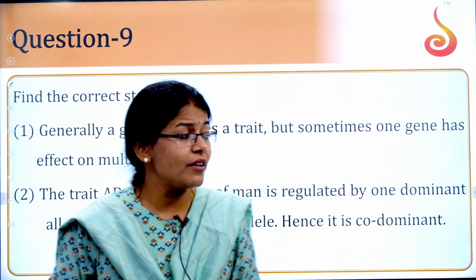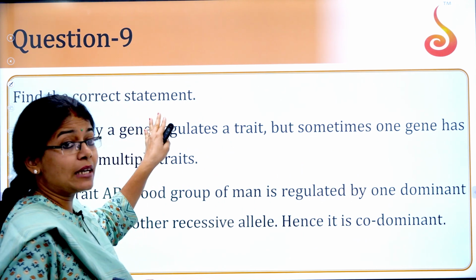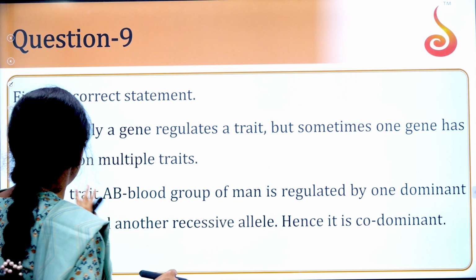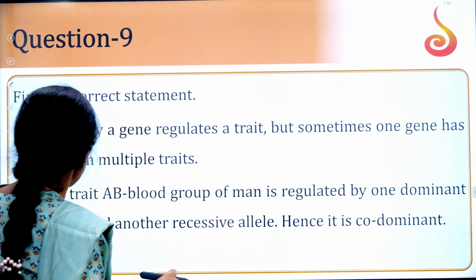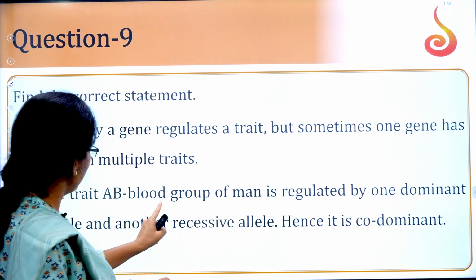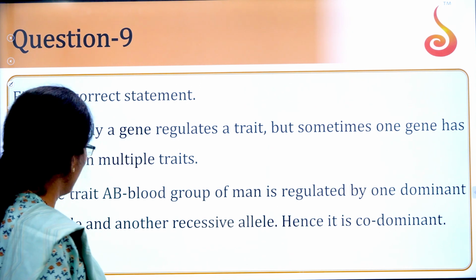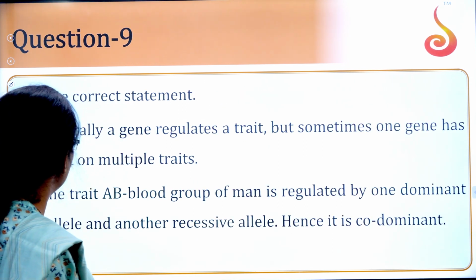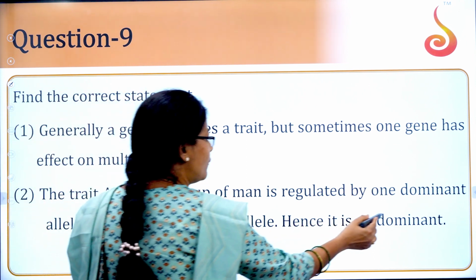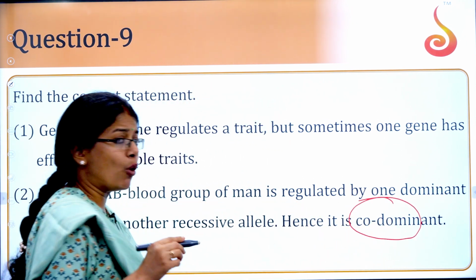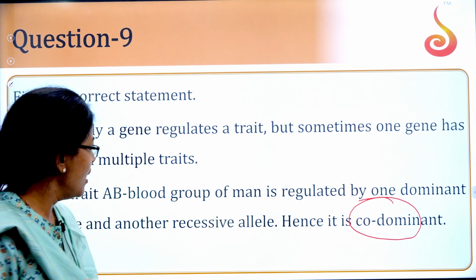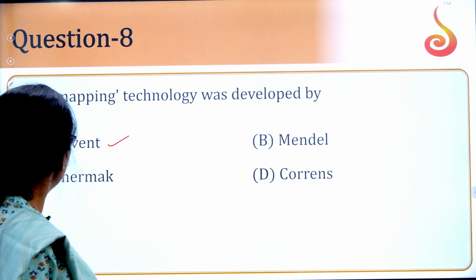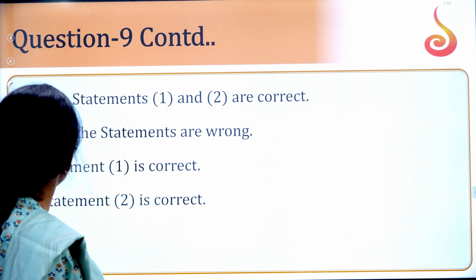Okay, find the correct statement. Generally they are asking the correct statement, right? A gene regulates a trait, but sometimes one gene has an effect on multiple traits. Second one, the trait AB blood group of man is regulated by one dominant allele and another recessive allele, hence it is codominant. If it has to be codominance, both A and B have to get expressed. So statement 2 is actually wrong. Okay, let us go to the next one now.